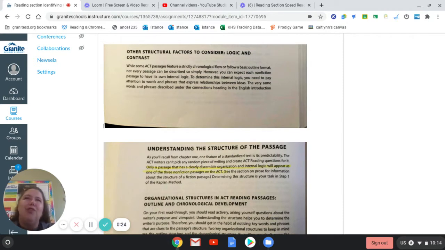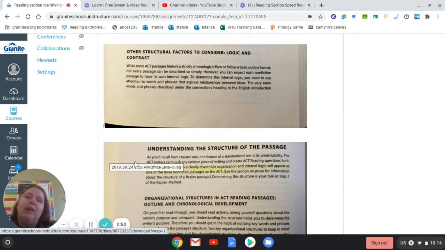Also, there are some questions, especially in the structural section, where you will be asked specifically how a passage is set up. And so if you already know the basic structure of the passage, these questions will be a piece of cake for you because you've already done the work and you've already identified the structure of the passage. So there are two very common types of structures that you can look at. We do have, of course, logic and contrast, which you are going to read about.